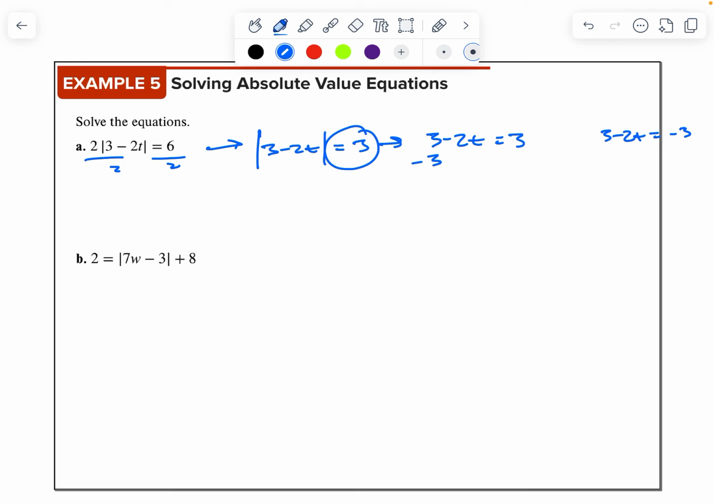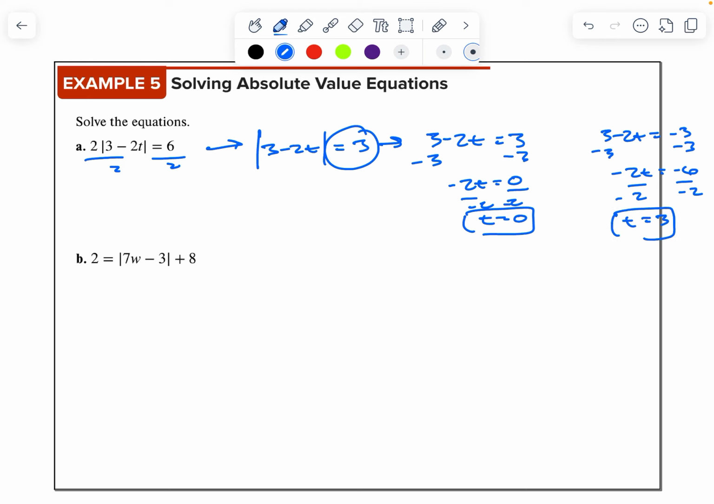So subtract the 3. Negative 2t equals 0. Divide by the negative 2. T equals 0. That's one of my solutions. All right, again, subtract the 3. Negative 2t equals negative 6. Divide by the negative 2. T equals 3. Those are my two solutions. You always can go back and check those in your original problem.